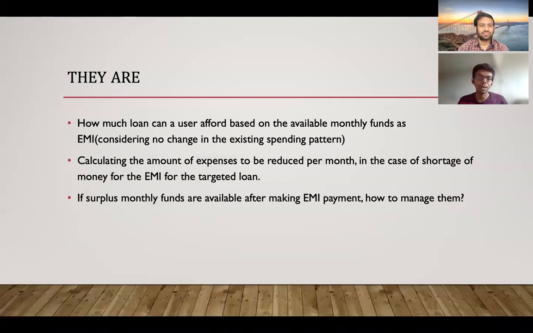Some of the main features are: how much loan a user can afford based on the available monthly fund as EMI, considering no change in the existing spending pattern; calculating the amount of expenses to be reduced per month in the case of shortage of money for the EMI for the targeted loan; and, if surplus monthly funds are available after making the EMI payment, how to manage them.